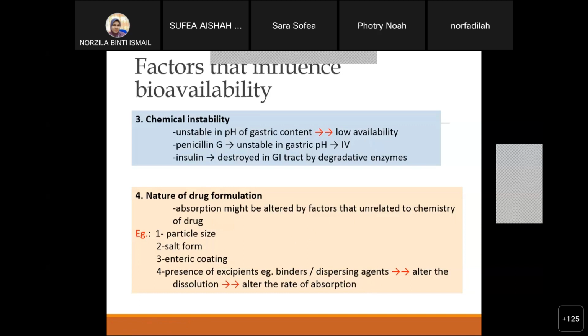So for bioavailability, any factors that influence absorption will also influence the bioavailability, plus the first pass effect. So these are also factors that influence absorption and also bioavailability. Okay, the particle size, the salt form, enteric coating, excipients of the drugs like binders and dispersing agents.